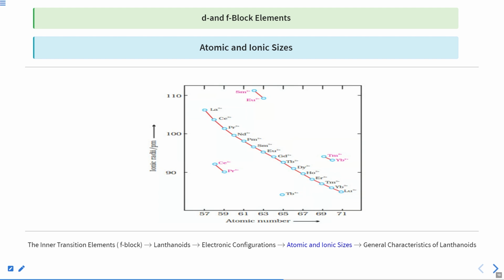So a very important point here is that only lanthanide 3 plus ionic radii can be measured for all of these elements. In the lanthanoids, only the 3 plus oxidation state ionic radii is measured because it is stable. Okay, because it is stable.